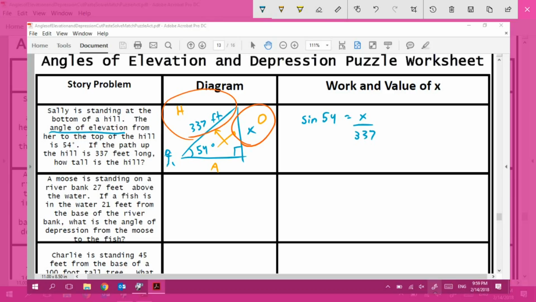This is a one-stepper. Multiply both sides by 337. Bam. And that leaves me with 337 times sine of 54 equals x, and that should equal about 272.6 feet.